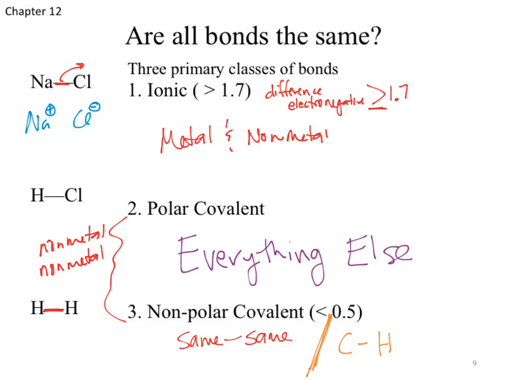The reason why I can't simplify it in this case is because there's a whole lot more elements that you guys have to deal with. In organic chemistry, remember, we only deal with 10, so we can simplify this a lot. So carbon and hydrogen are not polar covalent? Are not polar covalent. The difference in electronegativity between them is less than 0.5. That puts you in the non-polar covalent category. Okay?